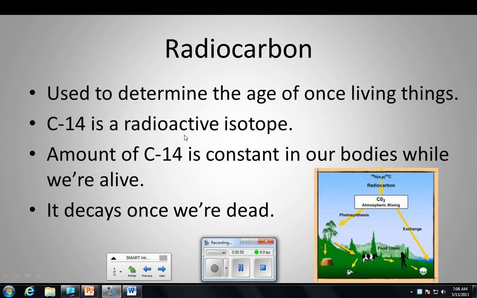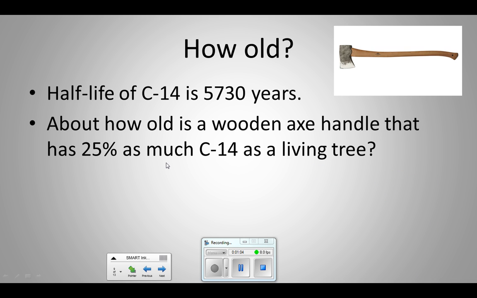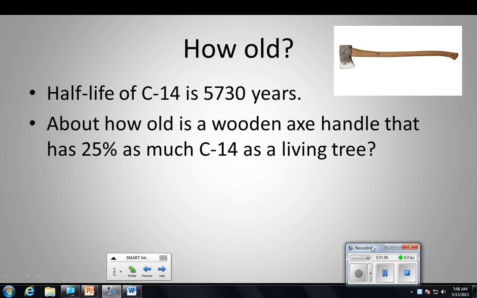Once we die, or once a plant dies or an animal dies, it no longer interacts with the environment, and the amount of carbon in it is then fixed, and it begins to decay because carbon-14 is radioactive. All right, so I've got a little problem here, and I'm not going to work it out, so we're just going to talk through it together.